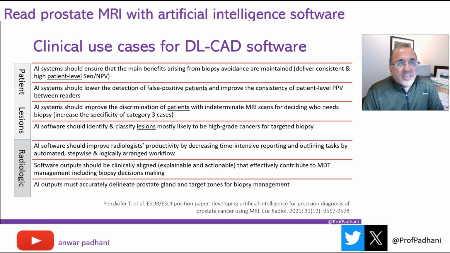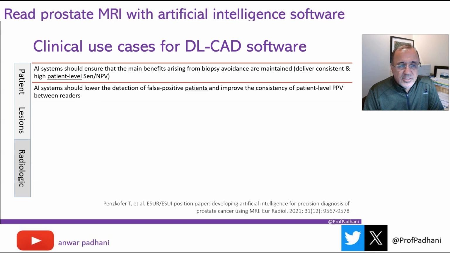So if we think about the clinical use cases when we would like to use deep learning software, the first thing to say at the patient level is that all AI systems should ensure that the main benefits of biopsy avoidance are maintained. In other words, AI software should deliver consistent, high, patient-level sensitivity and negative predictive value, and that's how you ensure biopsy avoidance.